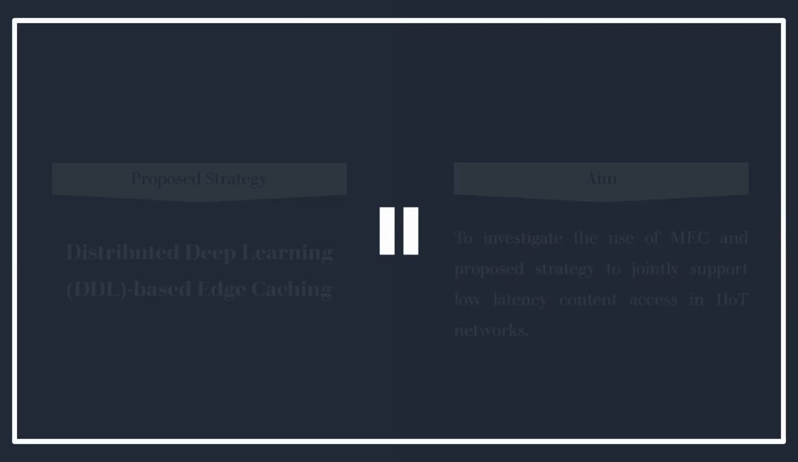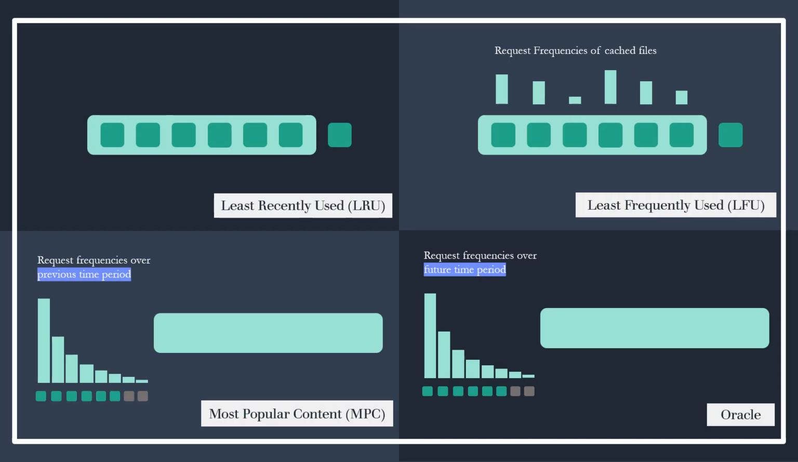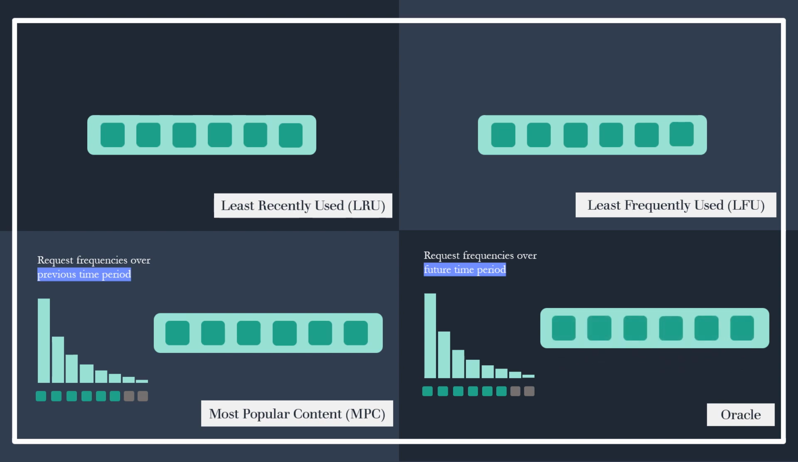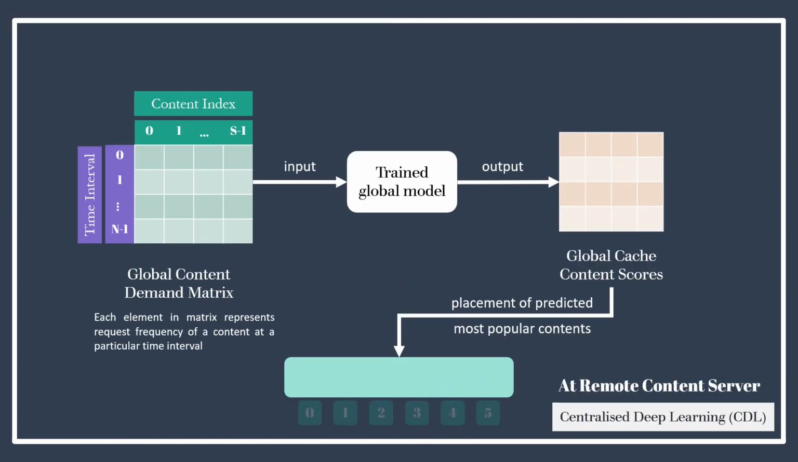But first, let's take a brief look at our 5 benchmark strategies. The least recently used and least frequently used strategies evict the least recently and least frequently used contents from the cache when the cache is full. The most popular content simply caches the most frequently used items over a past time period. The oracle strategy is to cache the true most popular contents in the future time period, which is ideal but impractical. The centralized deep learning method is the centralized variant of the proposed strategy.